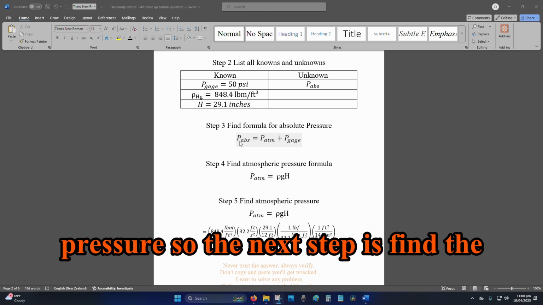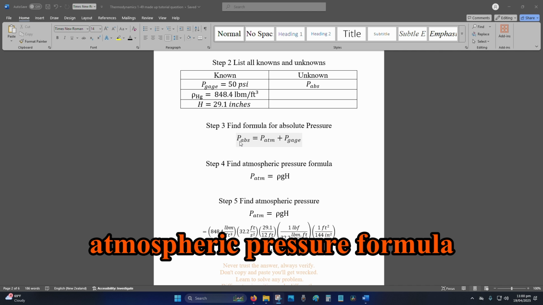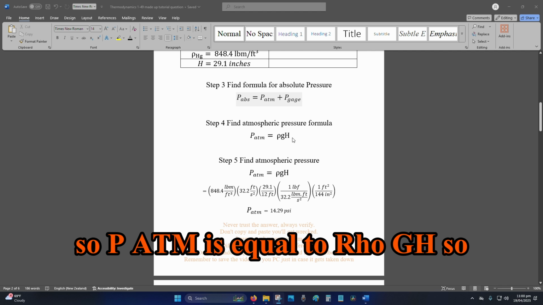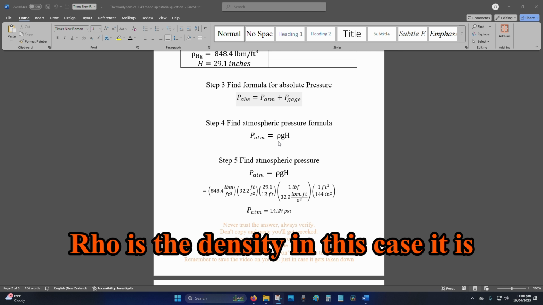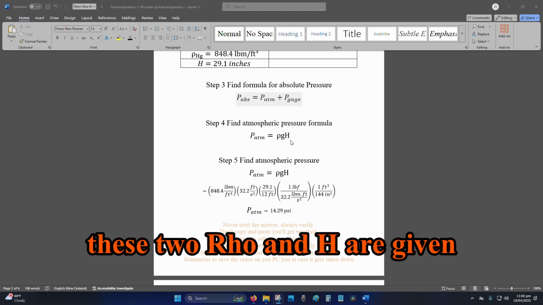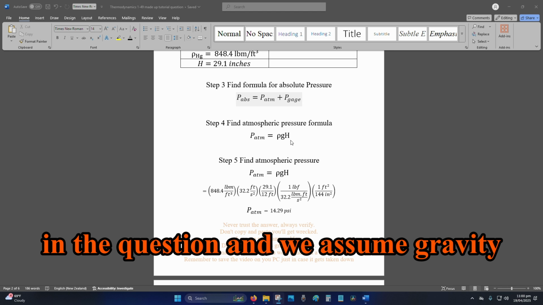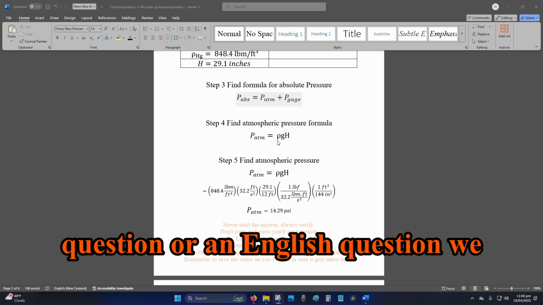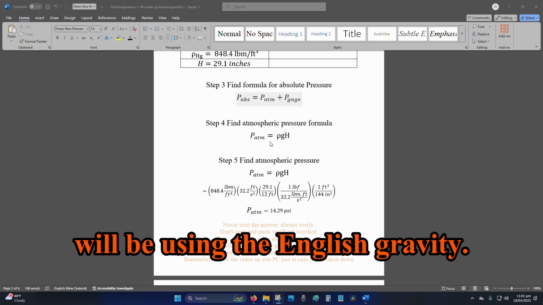So the next step is find the atmospheric pressure formula. P_ATM is equal to rho g h. So rho is the density, in this case, it is mercury. Height and density, these two, rho and h, are given in the question, and we assume gravity. Since this is an imperial question, or an English question, we will be using the English gravity.